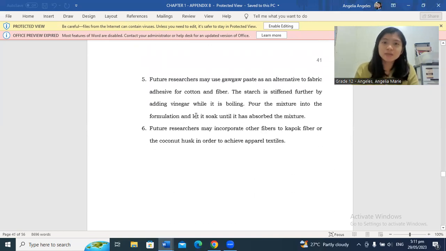Then future researchers may use galga paste as an alternative to fabric adhesive for cotton and fiber. The starch is thickened further by adding vinegar while it is boiling. Pour the mixture into the formulation and let it soak until it has formed the mixture. Future researchers may incorporate other fibers to kapok fiber or coconut husk in order to achieve apparel type.